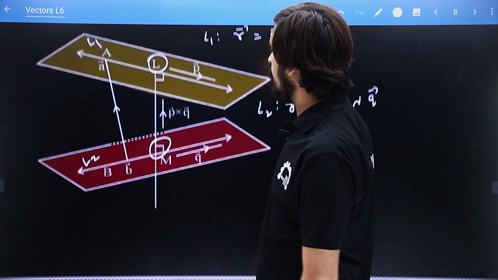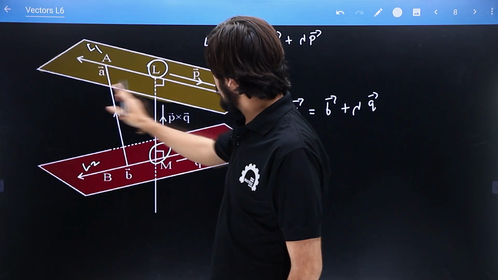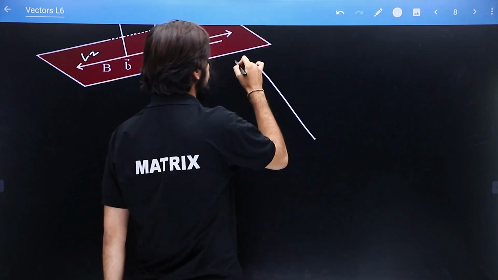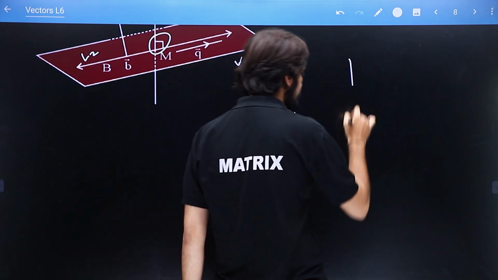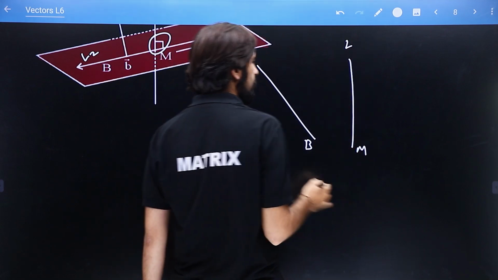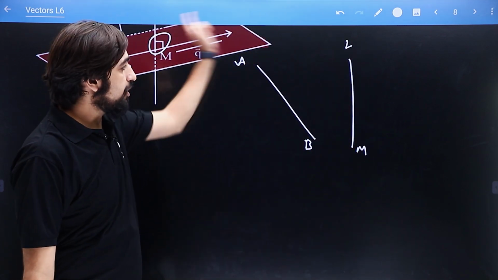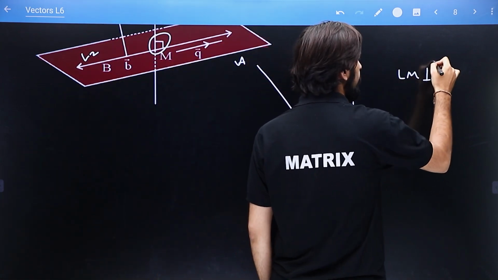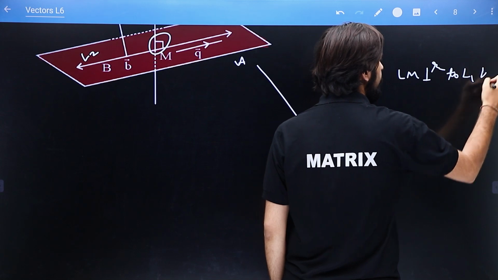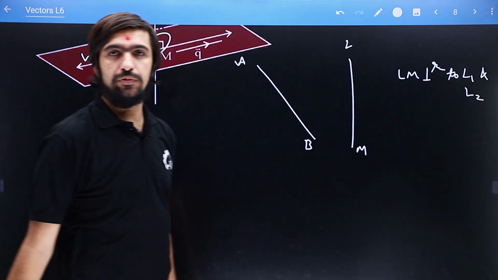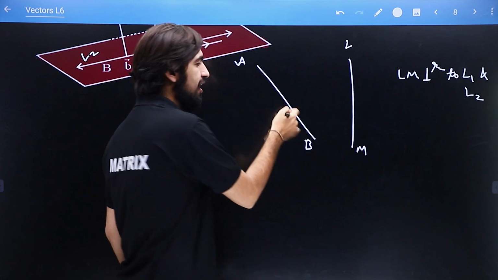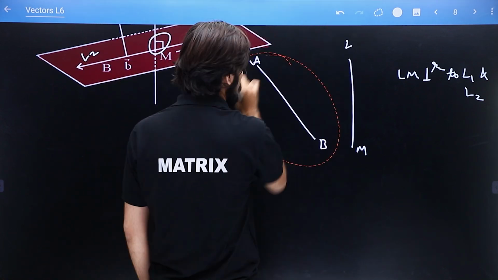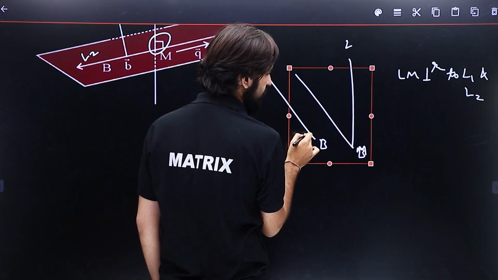What was the concept? We can find the vector projection of AB on LM. See, like this. AB is this and LM is like this. This LM is perpendicular to both lines L1 and L2. So LM is perpendicular to L1 and L2. Okay. So now, as we are studying free vectors, we can take this vector and superimpose it with this LM vector.